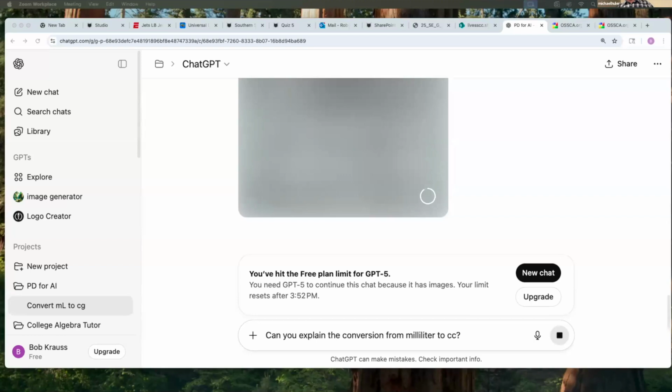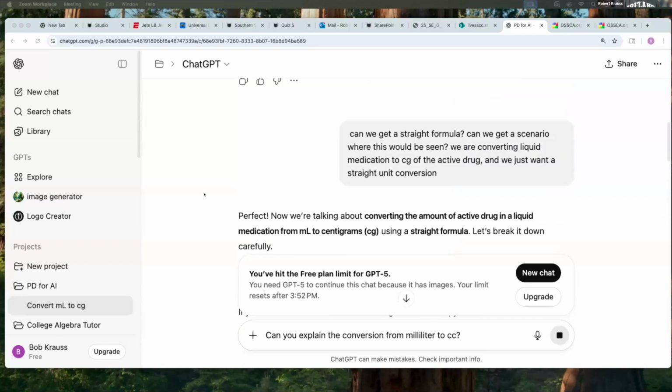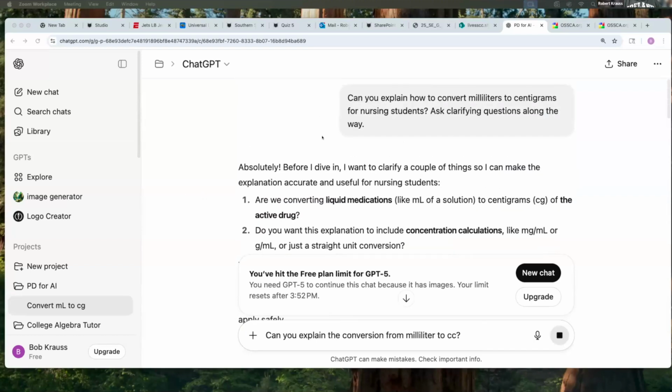What contexts did you use? So we were talking about how students would stop, I think it was Marianne in the quad, and ask her about doing conversions for nursing students. I hit my free limit, but we asked, and I think I'm sharing my screen.